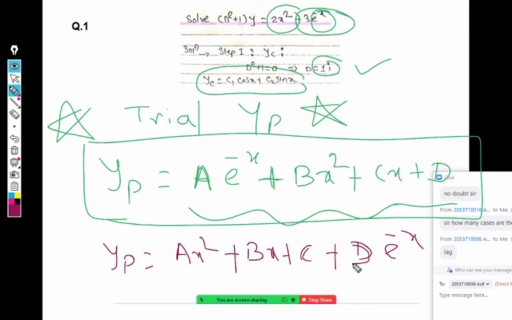Can anyone tell me, suppose instead of x square only x is there, what should be the trial yp? Cx plus d. Very good, cx plus d. Yes, if only x is there, the corresponding trial yp will be cx plus d. Suppose x cube is there, then we take ax cube plus bx square plus cx plus d.